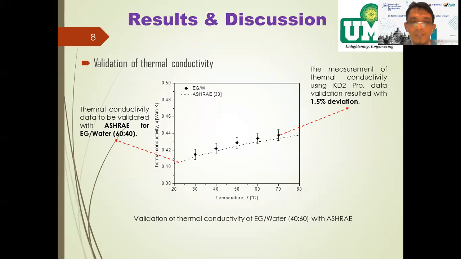Okay, results and discussion. This is about validation of thermal conductivity. We compare EG water with glycerin. In the figure, the line is thermal conductivity validated with ASHRAE for EG water 64:80, and this is the measurement result using KD2 Pro. The measurement of thermal conductivity using KD2 Pro validated with 1.5% deviation.